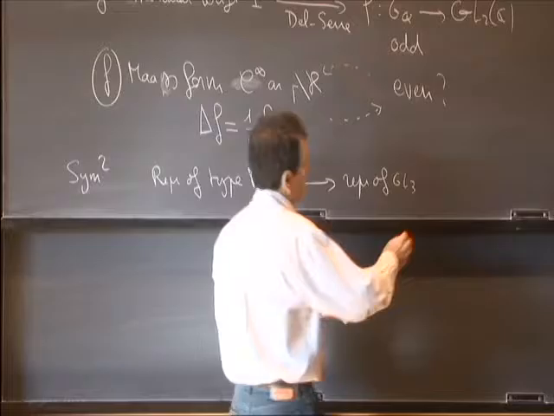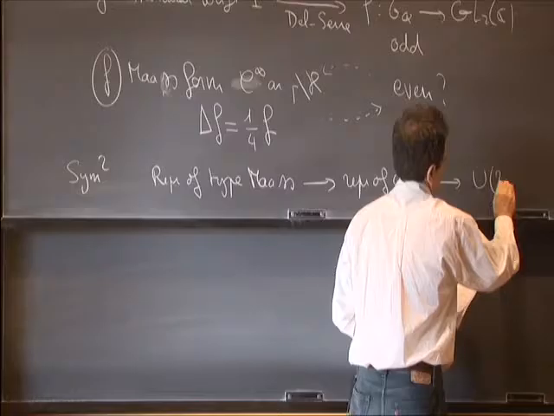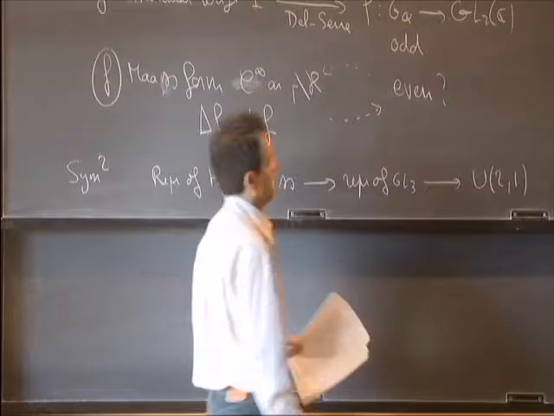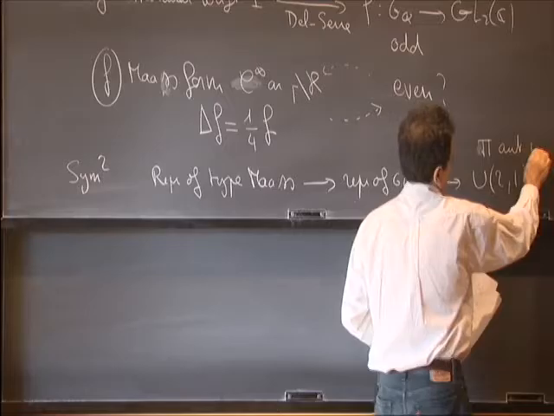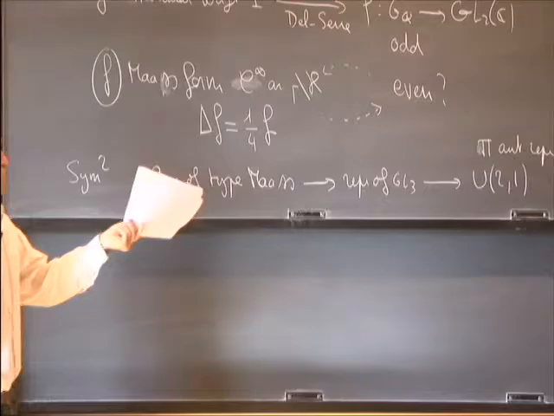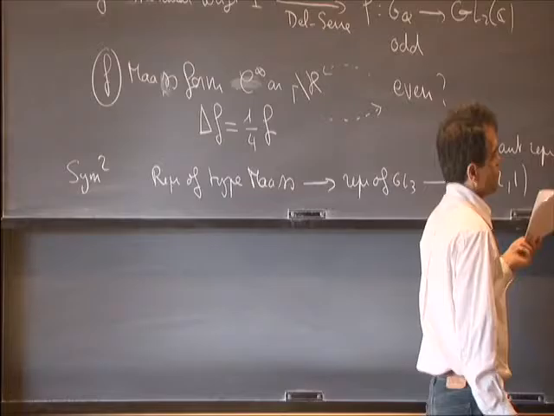So I want a group of type U(2,1). So you get some representation of U(2,1), with infinite Archimedean type, a degenerate limit of discrete series.